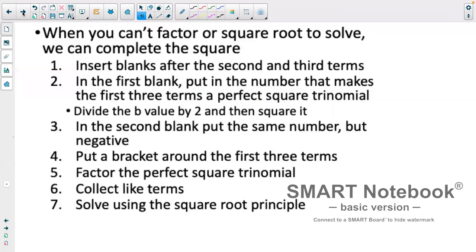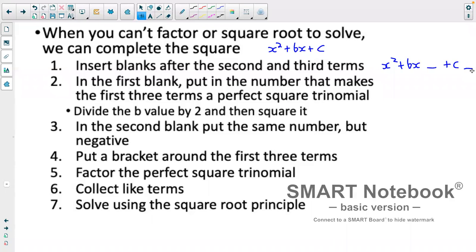So first step is insert blanks after the second and third terms. These steps refer to if we have something of the form x squared plus bx plus c. We'll get into later on what happens if we have an a in front. So step one, insert blanks after the second and third term. Essentially we would have x squared plus bx, a blank, plus c, and then another blank.